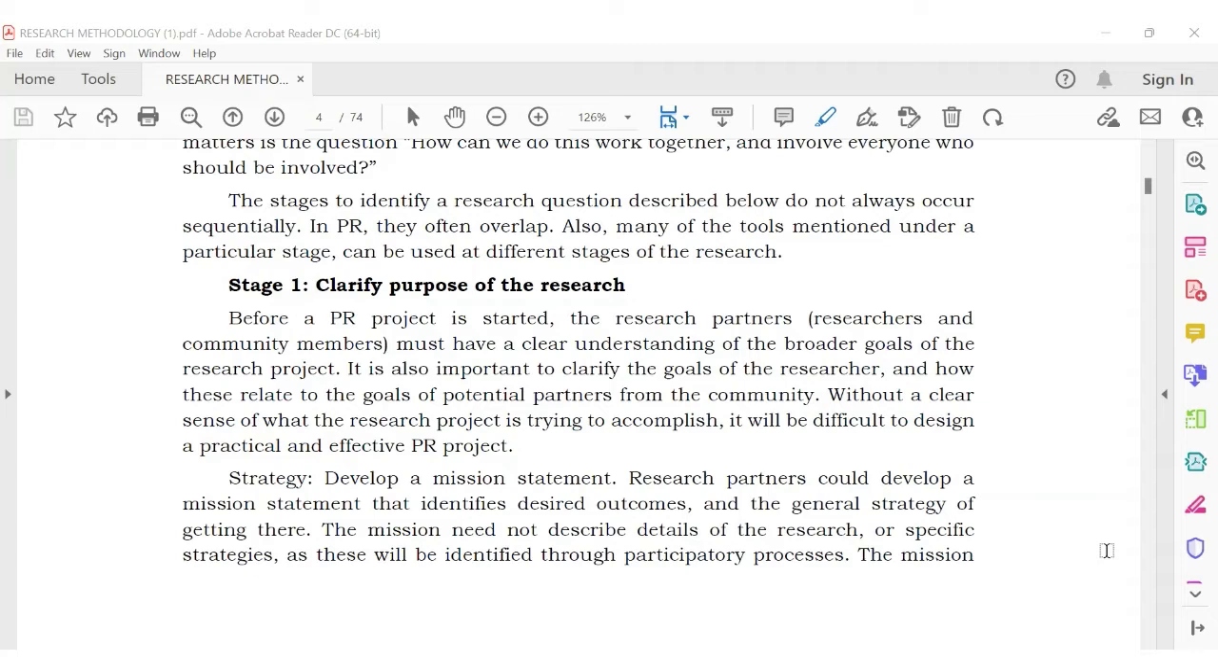Because without vision and mission, you cannot proceed. Suppose I have to go to Calcutta, so I will buy a ticket for Calcutta. I won't buy a ticket for Bombay, right? So it has to be very specific. It is written over here, we develop a mission statement. For mission, of course, vision has to be there, then only the mission would be there.